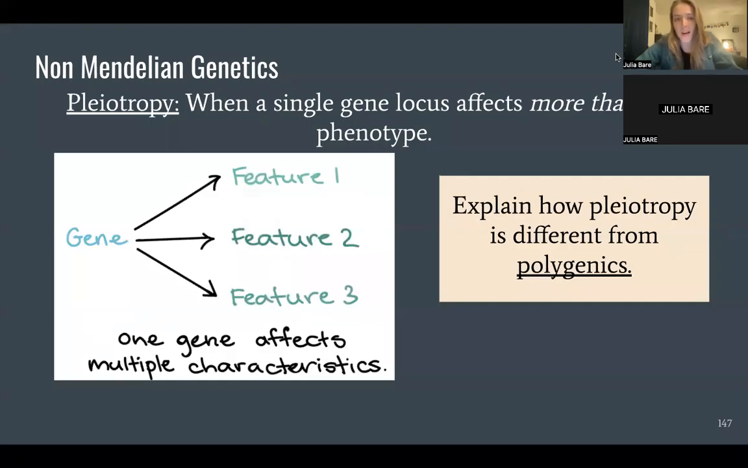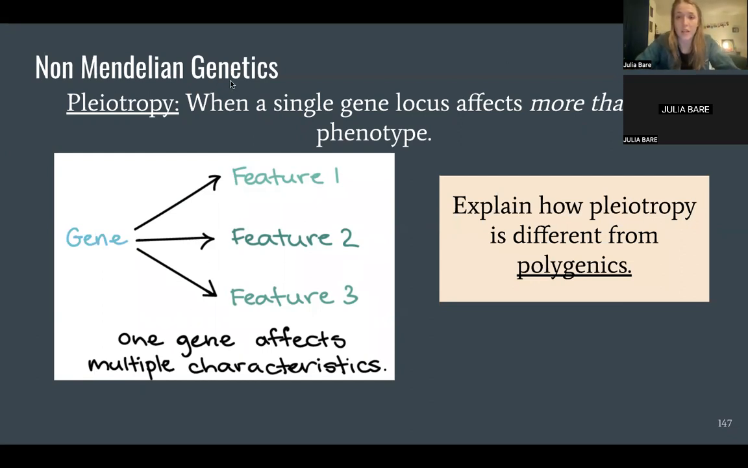Hi, folks. So we've got a couple more non-Mendelian genetics strategies and phenomena that we are going to look at in this rather short video. I imagine this is not going to be around 10 minutes. First, the non-Mendelian genetic strategy is going to be pleiotropy.